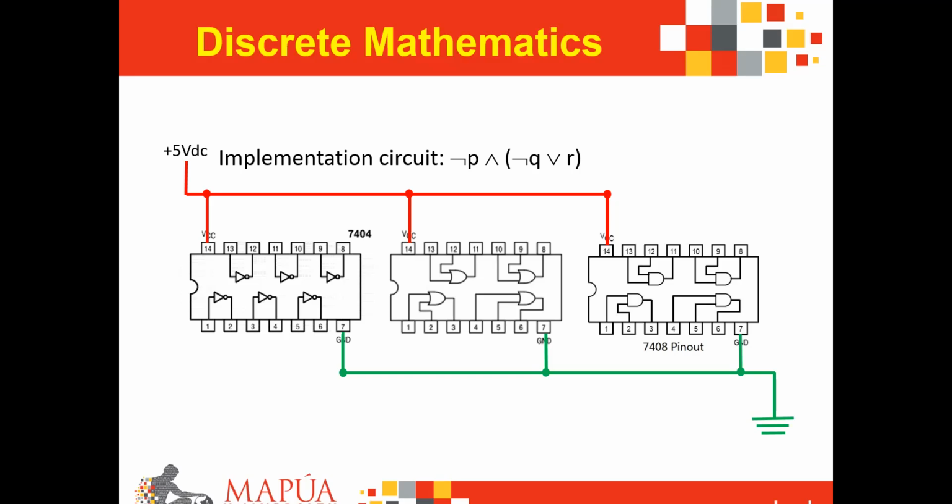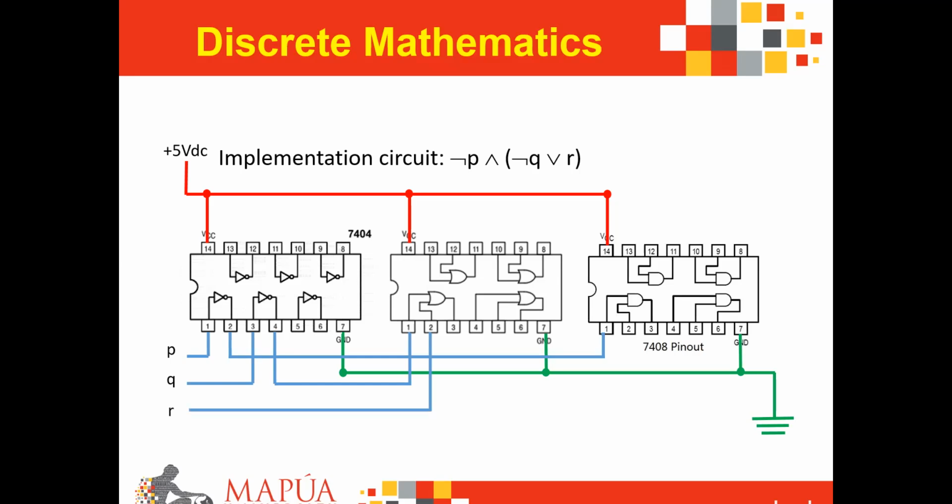Therefore, I connect my input proposition P on pin 1 of your NOT gate, and its output is connected to pin 1 of the 7408. And then I connect your input proposition Q on pin 3 of your 7404, and its output on pin 4 is connected now to pin 1 of the 7432. And then your proposition R is connected to pin 2 of your 7432, whose output is seen on pin 3 of the 7432, which is now connected to pin 2 of the 7408. And its output is now seen on pin 3 of your 7408.